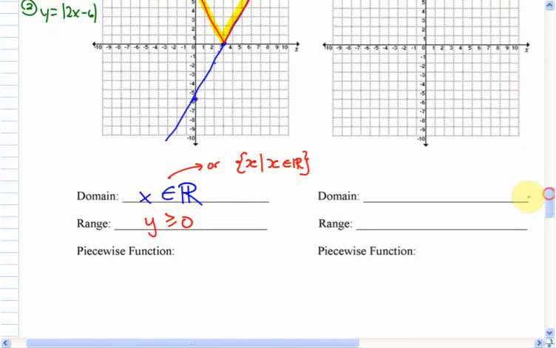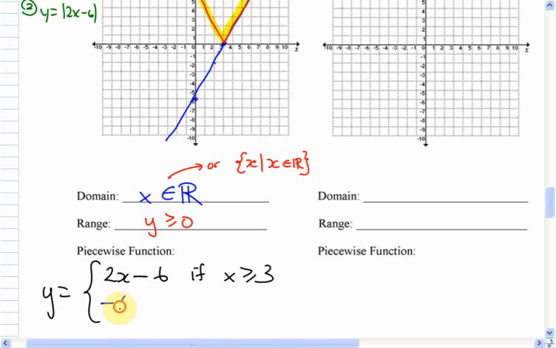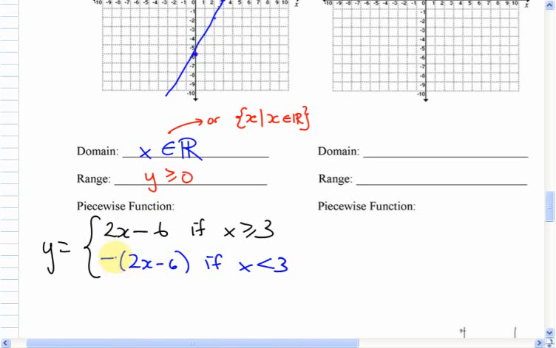And then finally, the piecewise function. We have our two pieces. The piece that we don't change is the one to the right of the breakpoint, so that's x greater or equal to 3. Sorry, this is 2x minus 6. And then the part that we do change, we put the negative in front. That would be the part to the left, so that should be x is less than 3. Once again, if you don't like to have the brackets, you can write this as negative 2x plus 6. That's okay as well. Okay?